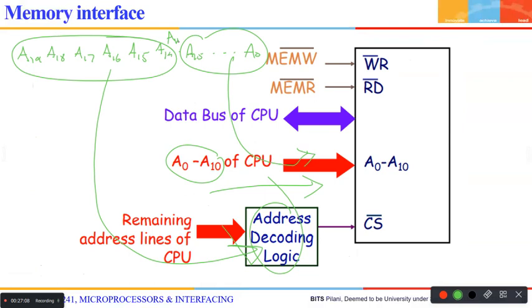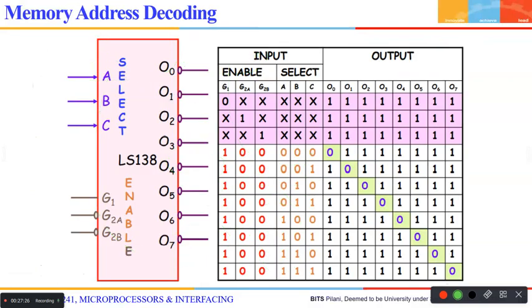But it is A11 to A19 because the remaining address lines are A11 to A19. Exactly. Right? Because A0 to A10 goes directly to the memory. But the remaining address lines, I am going to give as an input to the decoder. Have you understood now? Clear? Fine. Okay. Let us see how I can make use of that. Hope all of you remember this, right?